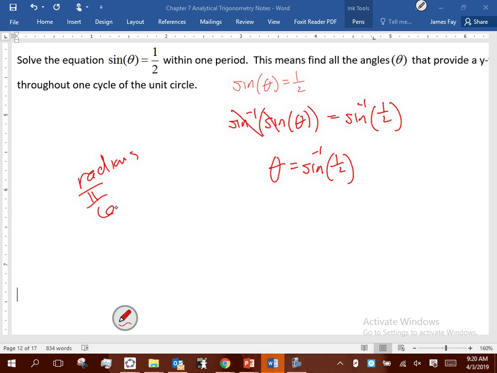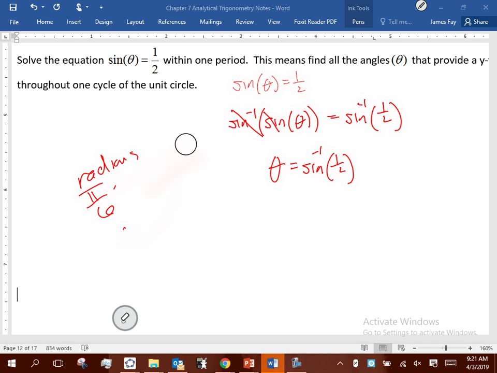Does that make sense? If I type in sine inverse of 1/2 on my calculator and I'm in radians, it's going to give back, I think, like 0.52 something. If I look at that, do any of us know that that's pi over 6, right off the bat? No.